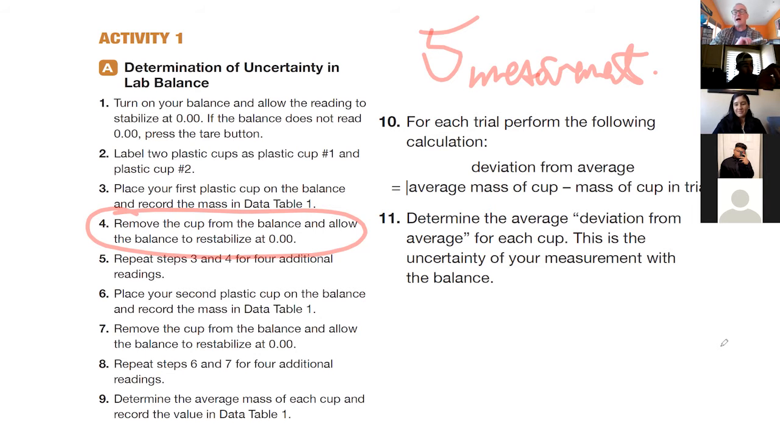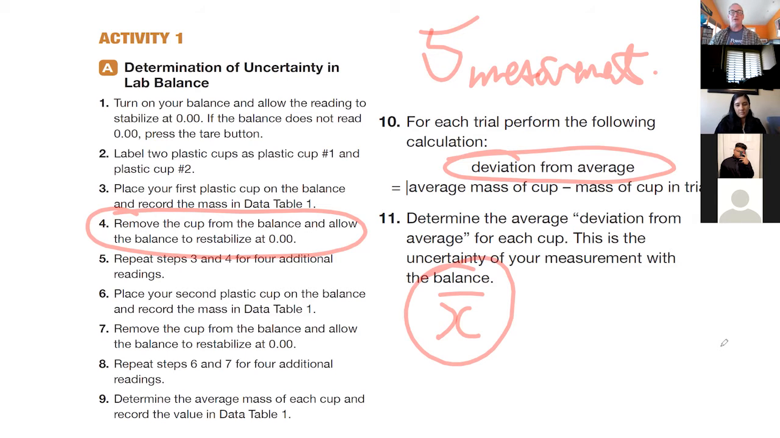So for each trial after that, we're going to figure out the average mass of the cup. Average is represented by this symbol here, X with a line across the top of it. That's considered the average or the mean. And then we're going to figure out what the deviation is from that average. By how much does each individual measurement change from the average? Then we'll determine the average deviation. So this stays the same, and each measurement may be slightly different. Measure the difference and then see what the average difference is.